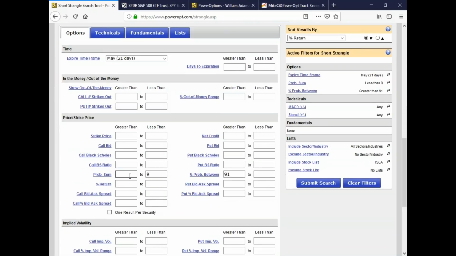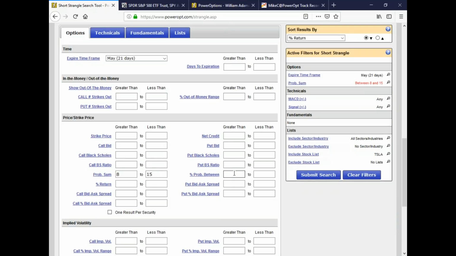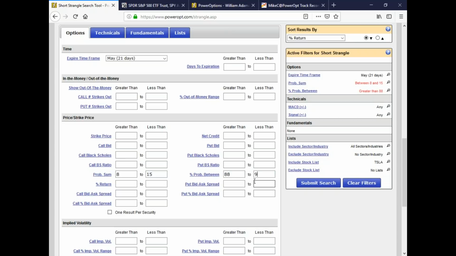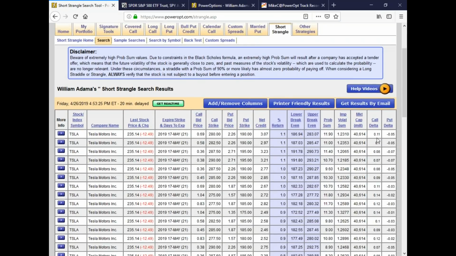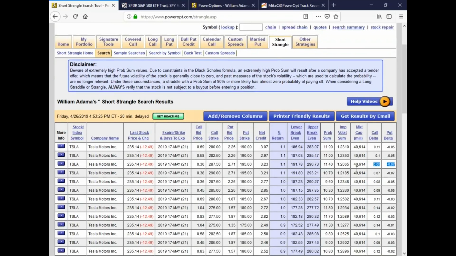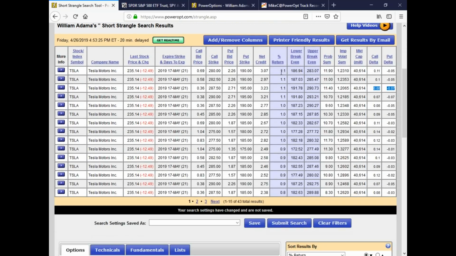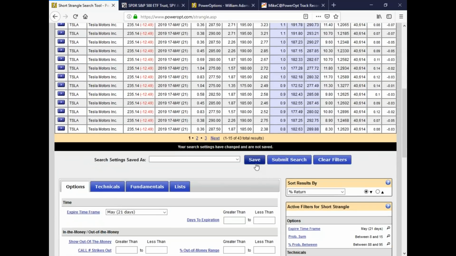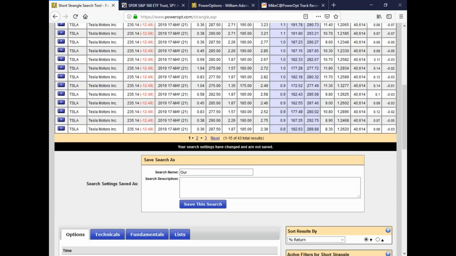I'm going to do this. I'm going to put the probability sum at 8 to 15. And I put the probability between to be 88 to 95. I'm just going to restrict it a little bit more. Let's see what we get. 16. So sorting it this way, 15, that's closer. That's what I want. Okay. Return of 1.1% based on the margin. Now let me save this real quick as our TSLA short strangle.